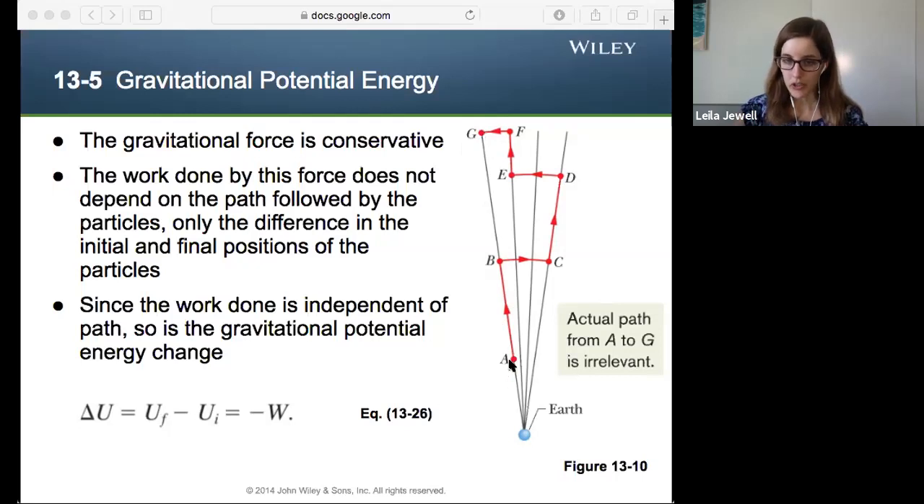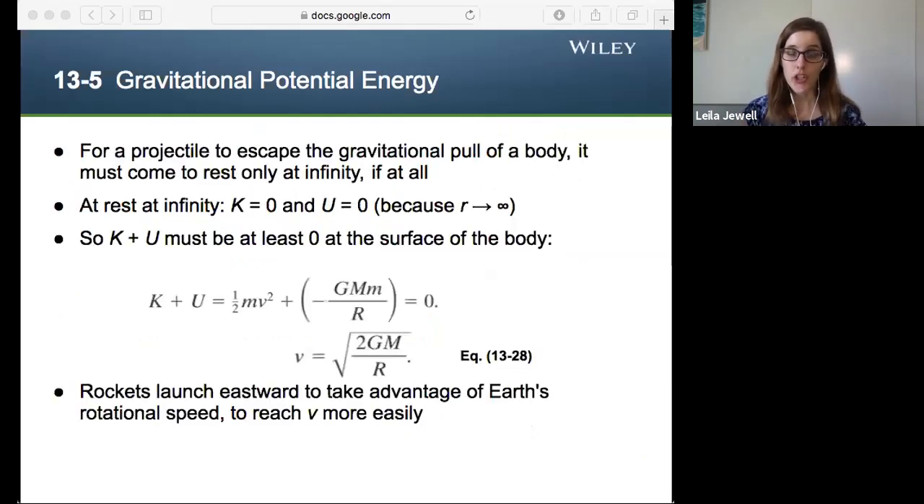Now, if we imagine something trying to leave Earth, we could actually calculate how fast it needs to be going from the surface of the Earth in order to make a break for it, in order for our spaceship to make it out of the atmosphere, for instance. So for a projectile, something that we're launching, like a rocket, to escape the gravitational pull of a body, it must come to rest only at infinity, if at all. And remember, infinity isn't literally infinitely far away, it's just far enough away that there isn't a significant gravitational pull.